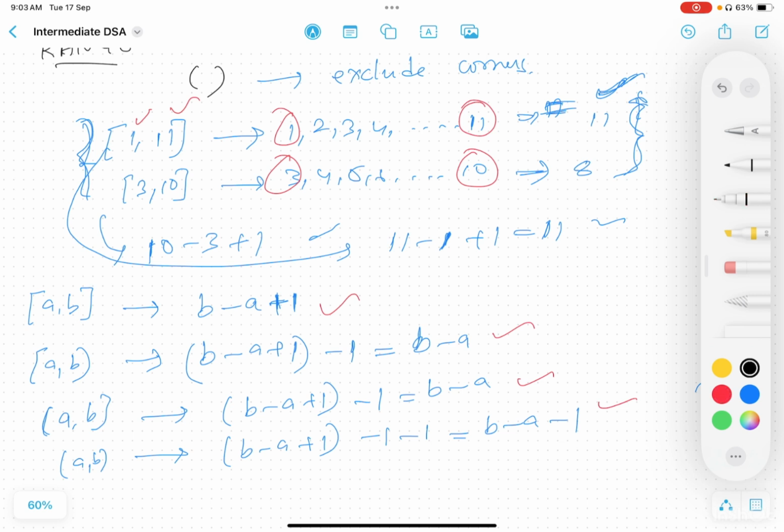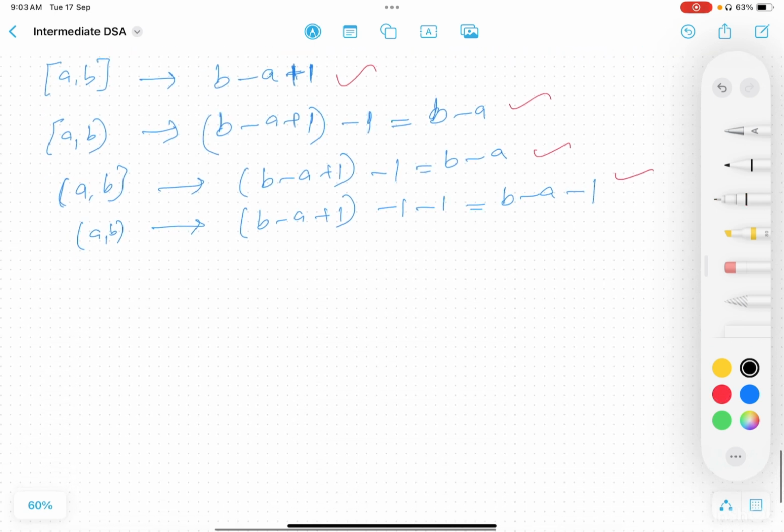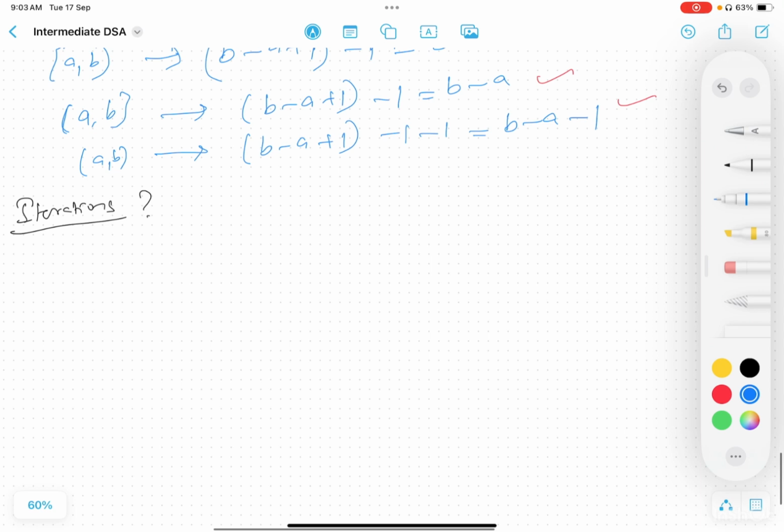Now, why do we need this range? If you wanted to see the iterations of a loop, you should know what range it is covering. We'll take one example. For i starts from 1 to n, if i equal to n, then break. Come on. How many iterations do you think this will have?